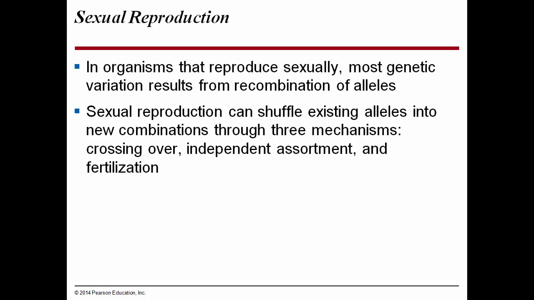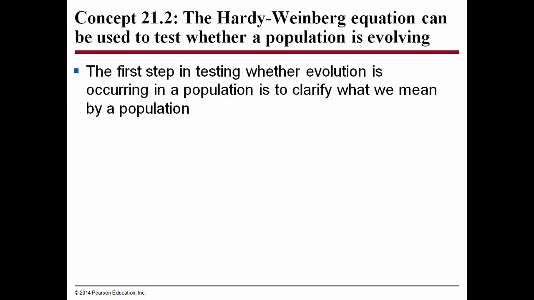In organisms that reproduce sexually, most genetic variation results from the recombination of alleles. Sexual reproduction can shuffle existing alleles into new combinations through three mechanisms: crossing over, independent assortment, and fertilization. You should remember those from Bio 101 when you studied meiosis.